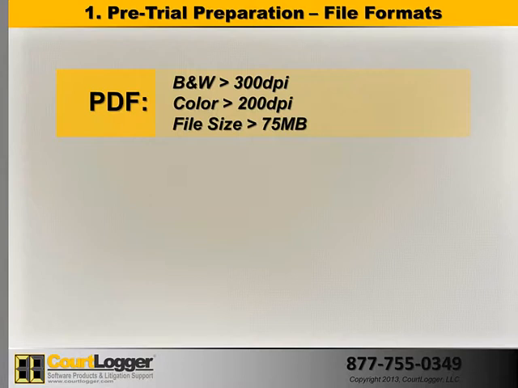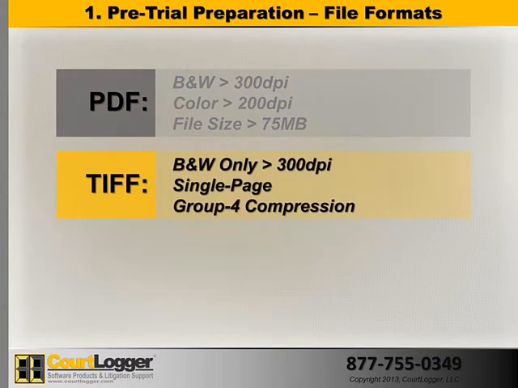However, avoid scanning black and white documents greater than 300 dpi and color documents greater than 200 dpi. If a document has become faded with time, receipts for example, scanning it in grayscale instead of black and white will improve its readability on screen without adding the extra file size associated with full color images.